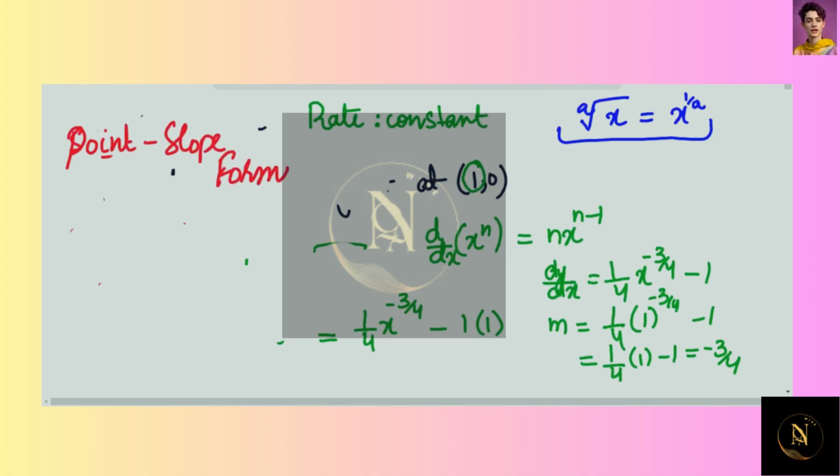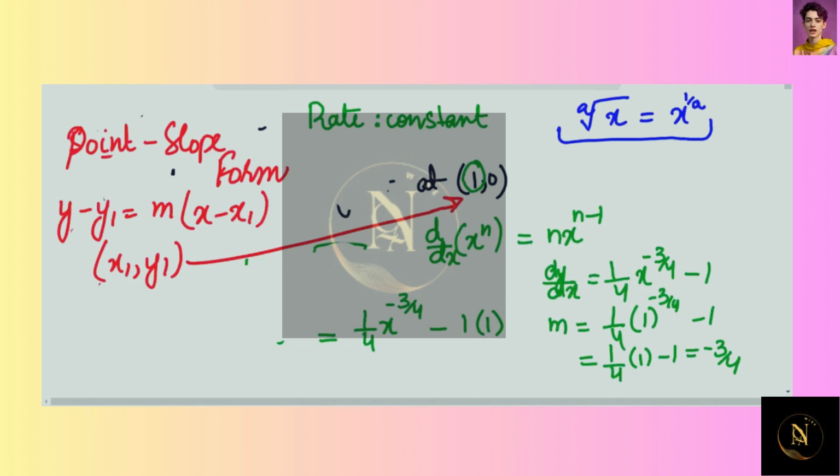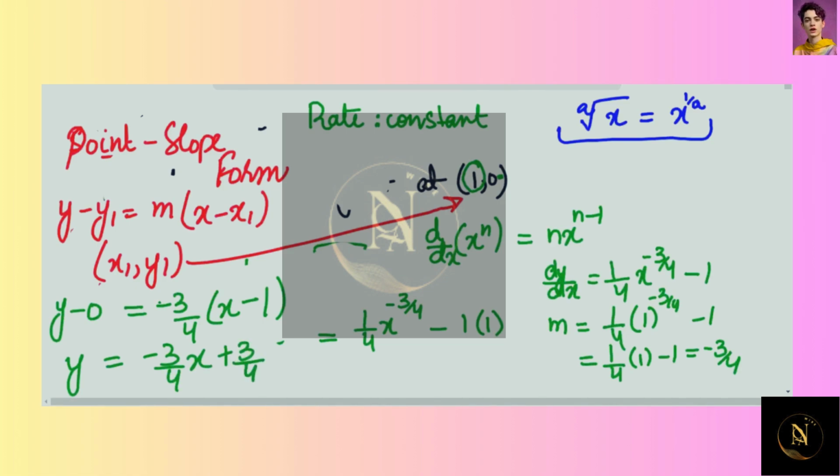There is something known as point slope form. It is y minus y1 is equal to m times x minus x1, where x1 and y1 are the point that you substitute, which is (1, 0), and m is minus 3 by 4. So y minus 0 is equal to minus 3 by 4 times x minus 1, and y is equal to minus 3 by 4 x plus, minus and minus becoming plus, 3 by 4. So the equation of the tangent line at point (1, 0) to the graph is y equals minus 3 by 4 x plus 3 by 4.